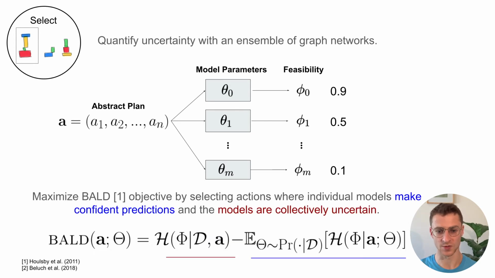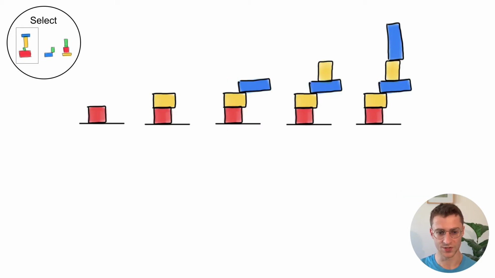The maximally informative experiment is one where each individual model in the ensemble makes a confident prediction, but the models collectively disagree. This is known as the BALD acquisition function, introduced by Houlsby et al., which allows information gain to be calculated in the label space instead of in the high-dimensional parameter space. We sample and score plans to find maximally informative experiments.